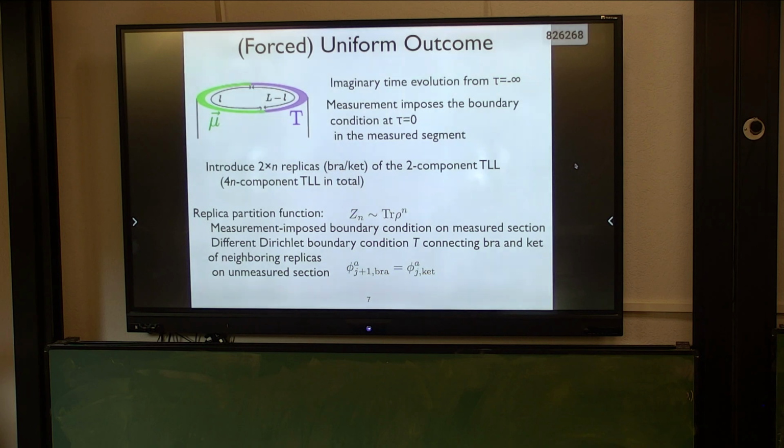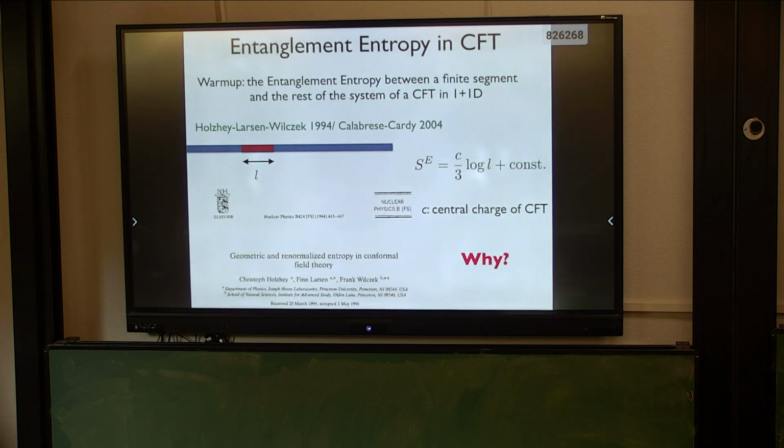So the problem of computing the entanglement entropy between two unmeasured regions is reduced to the problem of calculating this kind of partition function, a boundary partition function with this kind of boundary conditions. And then, yeah, we had this problem, but for a while I didn't know how to compute this. Then I went back to this very well-known problem.